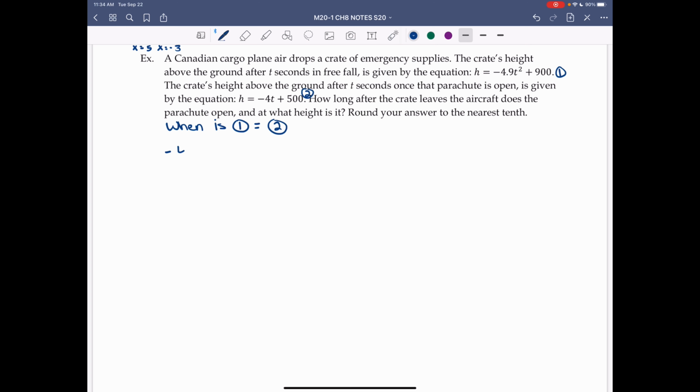So we have negative 4.9 t squared plus 900 is equal to negative 4t plus 500. I want to move everything to one side. I'm definitely going to use the quadratic formula because I have big numbers in the hundreds, and I have a decimal. So I'm not going to try to factor that. It doesn't matter if your t squared value is positive or negative if we're using the quadratic formula. So I'm going to add 4t and subtract 500. This gets me negative 4.9 t squared plus 4t plus 400 equals 0.